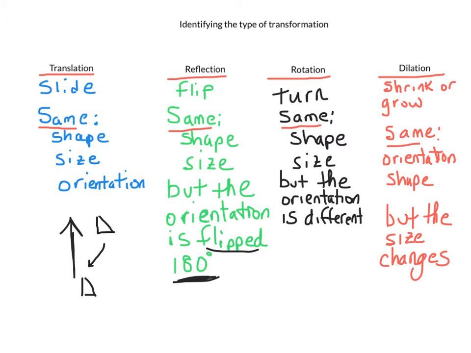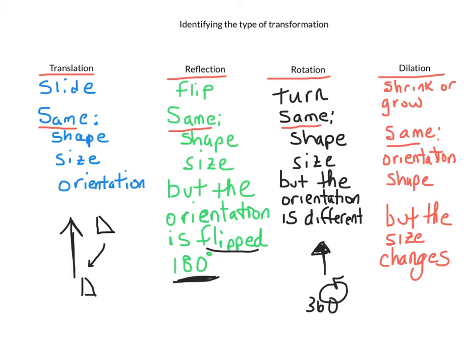Another type of transformation we can have is rotation, and that is a turn. It could turn 1 degree, it could turn 80 degrees, it could turn 180 degrees. If we turn something 360 degrees, that means that we've turned it all the way around in a circle, and it should land right where it was originally. So that's something to keep in mind, that that's 360 degrees. When you rotate something, the shape stays the same and the size stays the same, but the orientation is different.